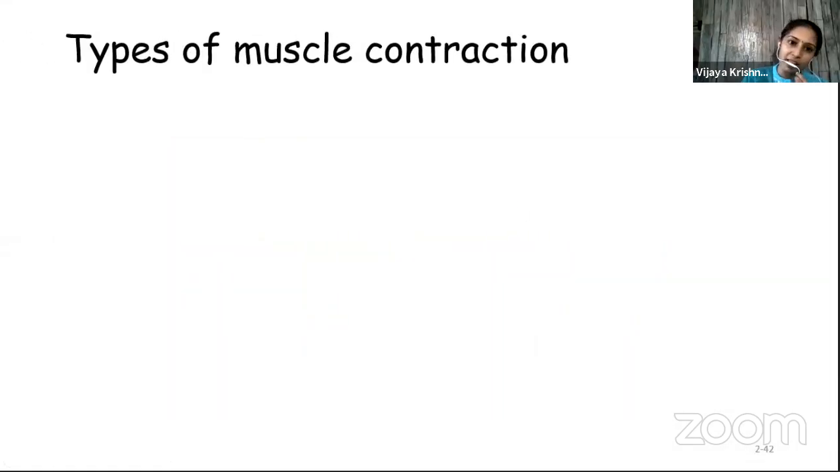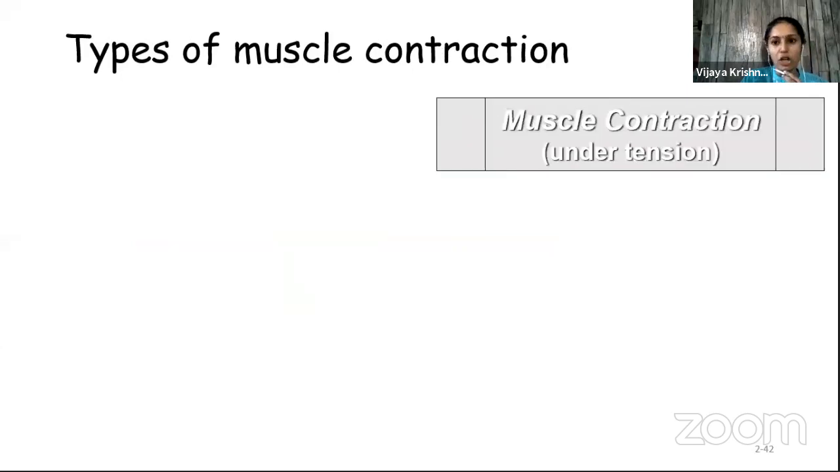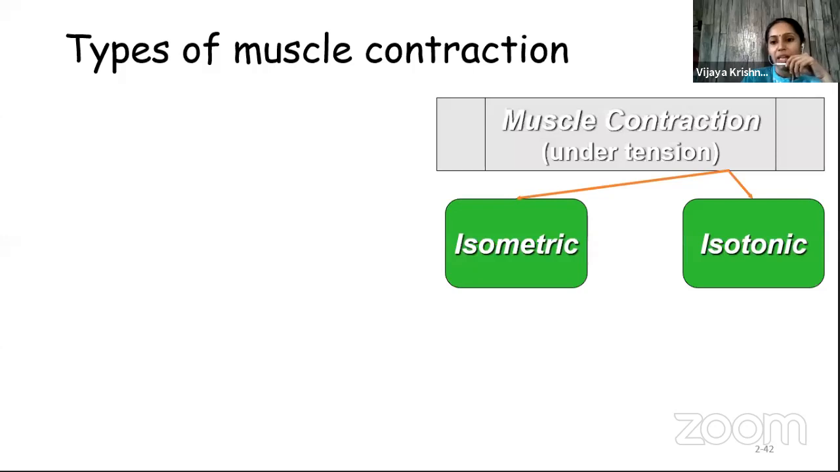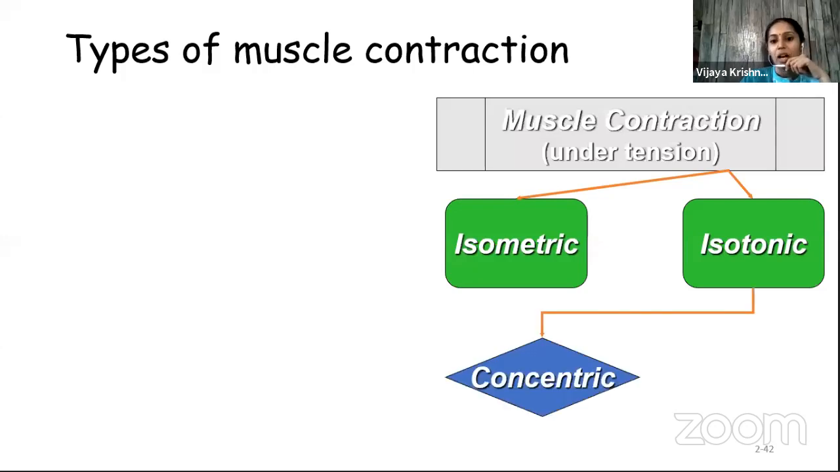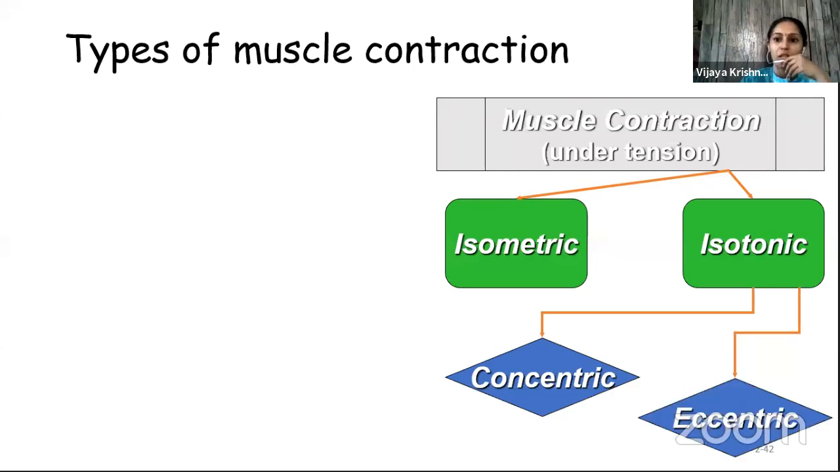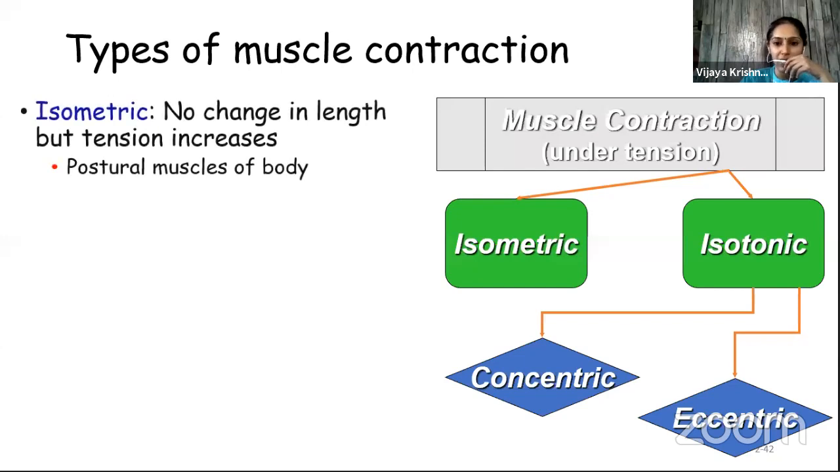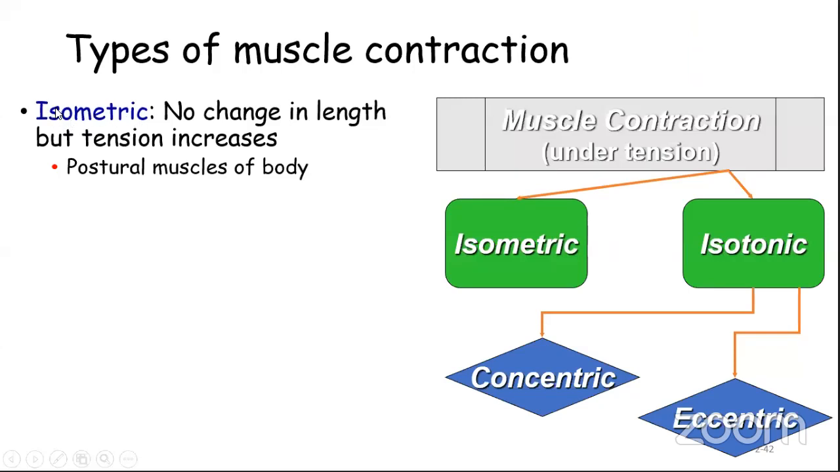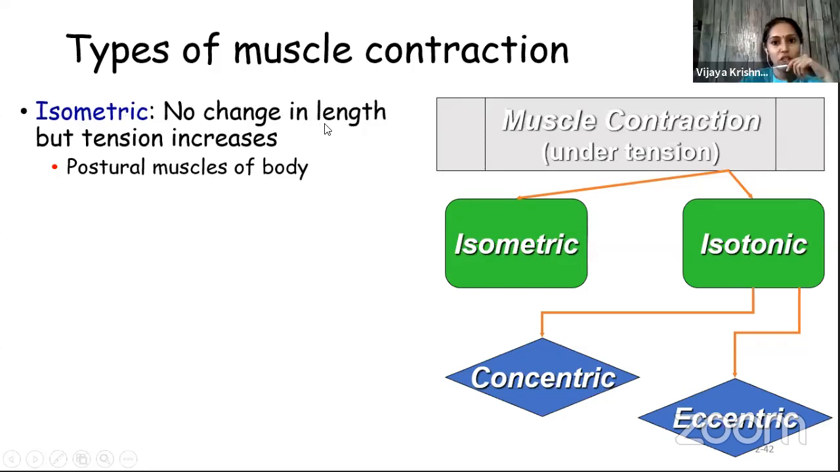The next thing that we move on to is based on the muscle function. So based on the muscle contraction, you have two types, isometric and isotonic. Isotonic again has two types, which are concentric and eccentric. Now let us see what each of these means. Isometric is, as the name says, iso means same, metric means length. So isometric means same length, so no change in length, but tension increases or decreases. There is a change in the tension. So that is the isometric type of contraction.